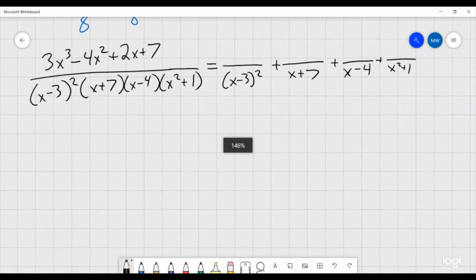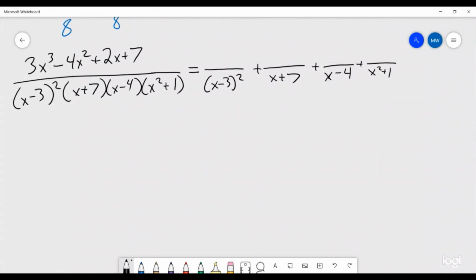What we are going to be doing is, for each of these terms, we are just going to be putting on the top a polynomial that is 1 degree smaller. So x minus 3 squared, that is a quadratic, so the top is going to be a line, so that gives us an ax plus b.